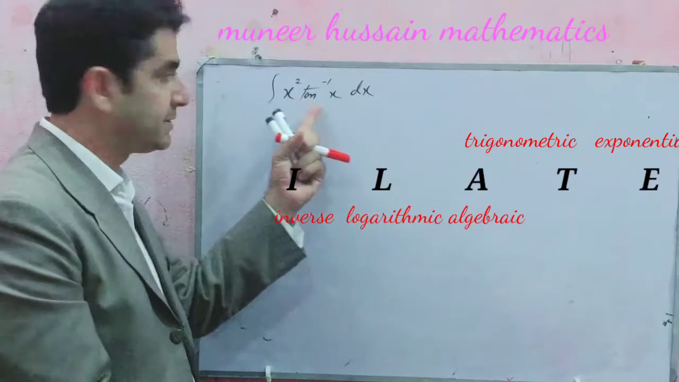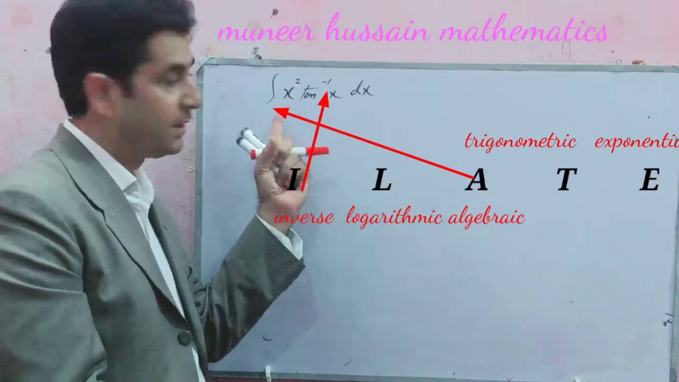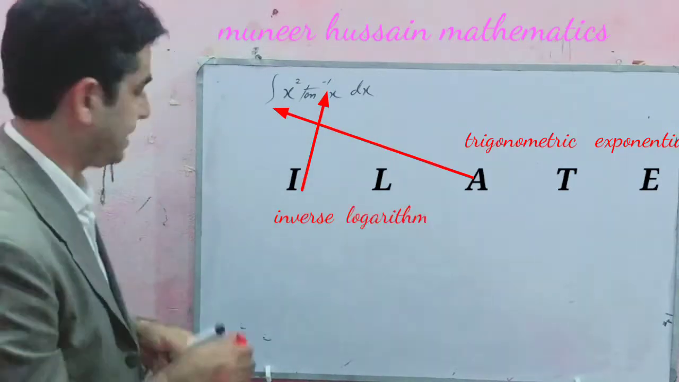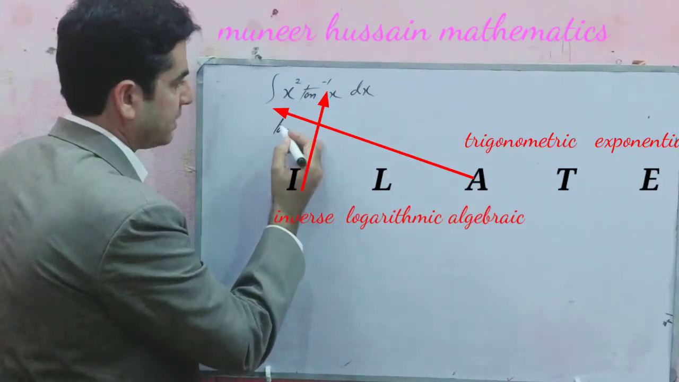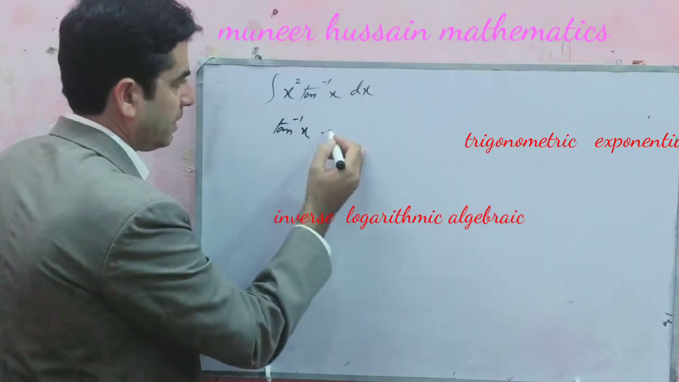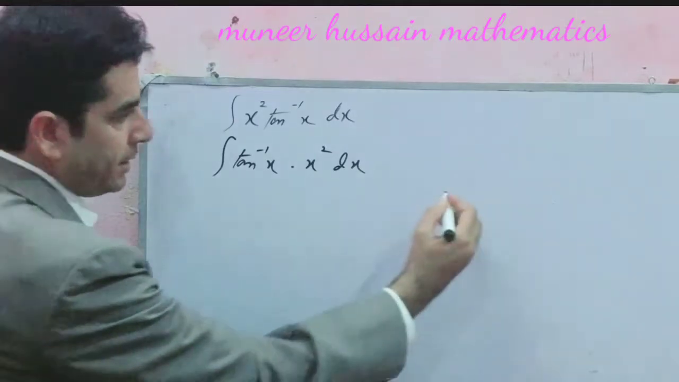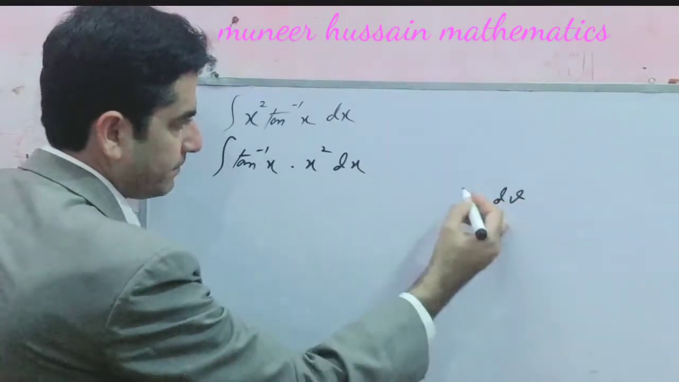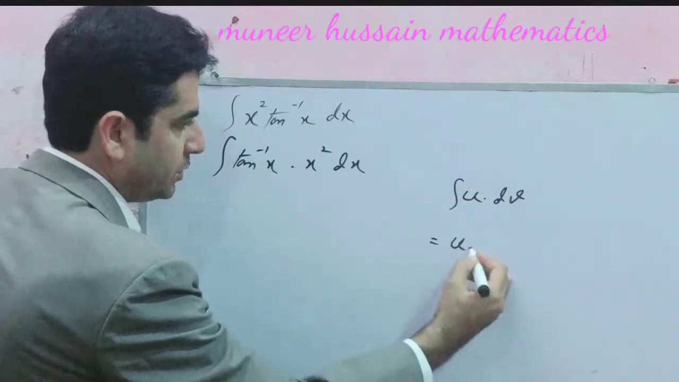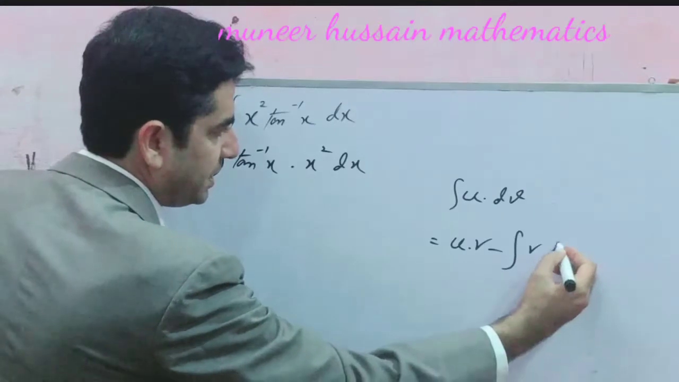Here x square is algebraic, and tan inverse x is inverse. In ILATE, I comes first, so we shall write tan inverse x as the first function and x square as the second. You must watch the previous lecture. Integrating by parts, integral of u dv will be equal to uv minus integral of v du.